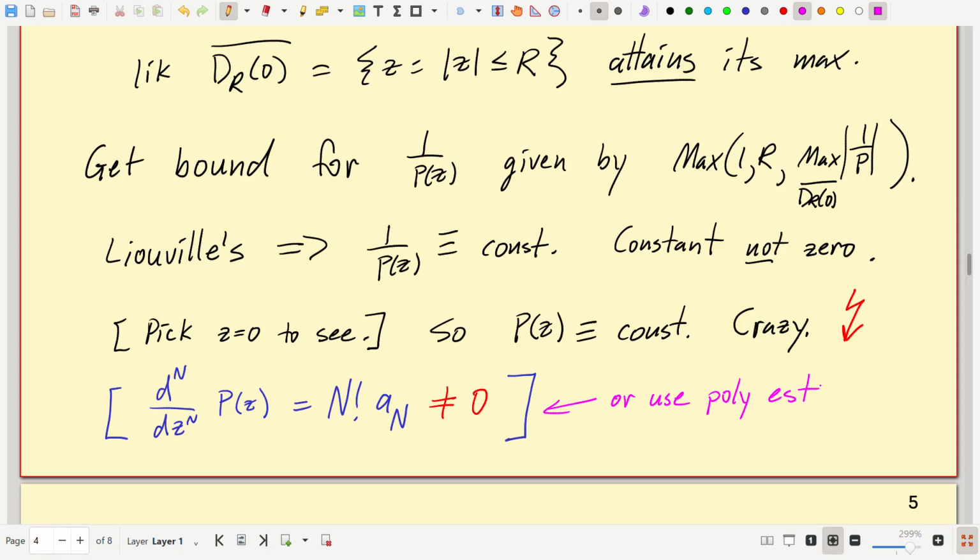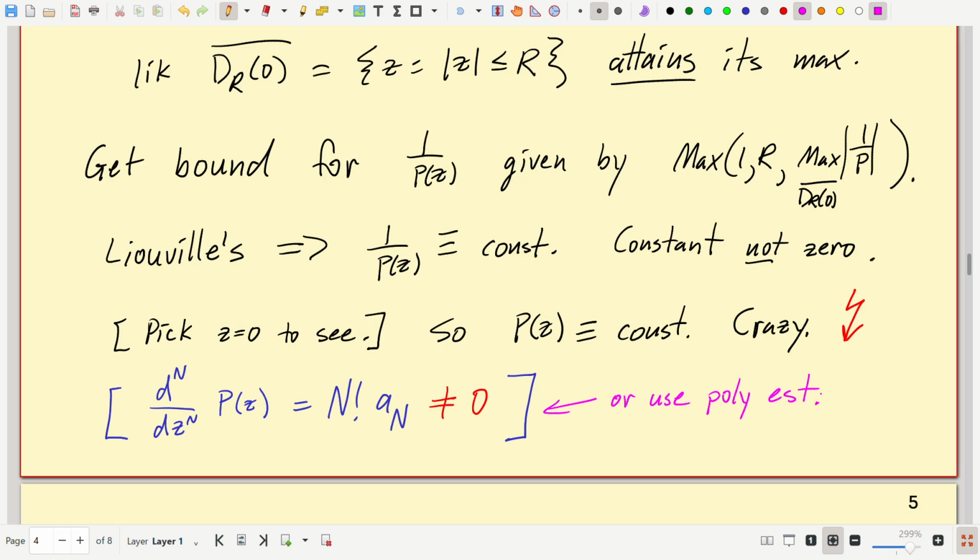By the way, the fact that 1 over P of z goes to 0 at infinity does imply that that constant has to be 0. So I could have also done that to get a contradiction. I get a constant which clearly can't be 0 by putting in z equals 0, and then I say, oh, but that constant is arbitrarily small because P gets big at infinity, so 1 over it goes to 0.